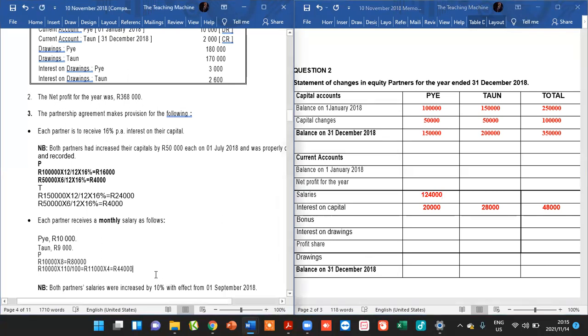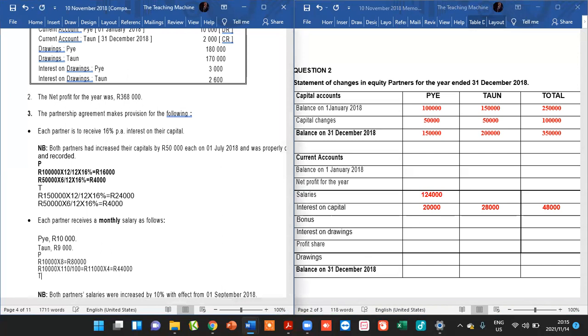Okay. What about for T? Same procedure. For T, I need to say that 9,000 multiplied by 8 months. How did I get 8 months? Remember, the financial year end is 31st December 2018. That would mean the beginning of the financial period is 1st January 2018. So if you count from January to December, it's 12 months. The financial period consists of 12 months. So if I count from January to August, I get 8 months. So I'll multiply by 8 months. 9,000 times 8 months is equal to 72,000.